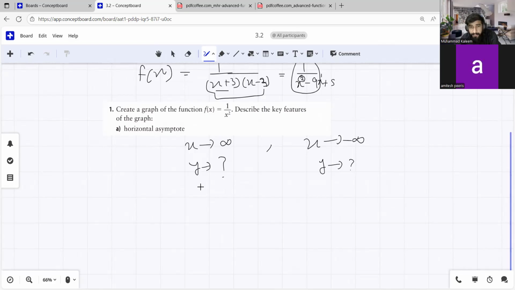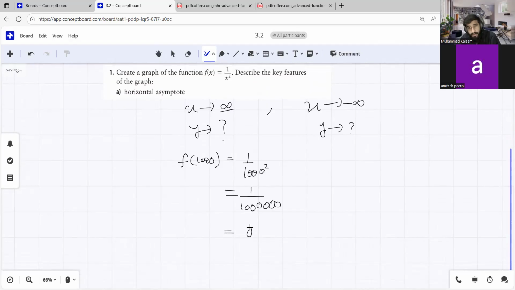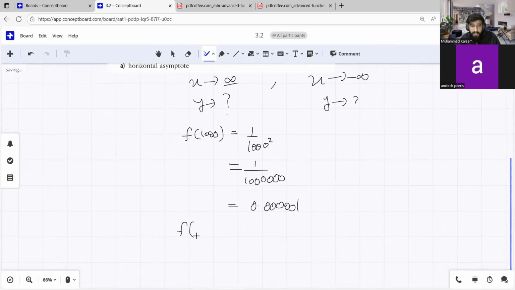So can you give an example? If we are replacing infinity, we are thinking of it like 1,000, right? f of 1,000 will equal 1 over 1,000 squared, so that will be 1/1,000,000, which means 1,000 times 1,000, six zeros. That is 0.000001. And if we replace it with a bigger number, like 10,000, so what will happen? When x equals 1,000, the y value is very small.